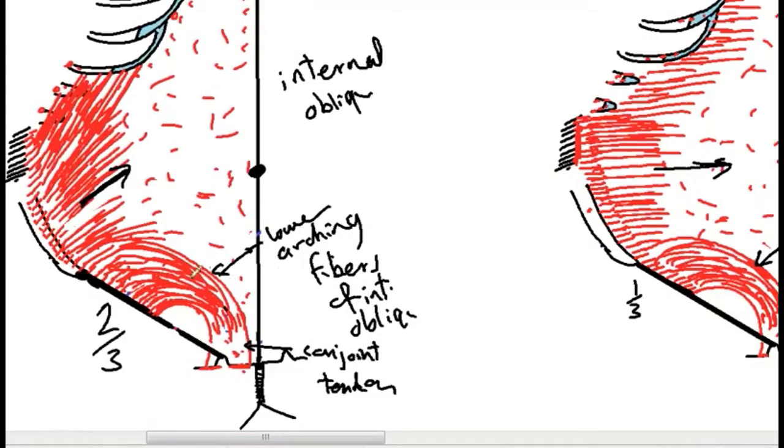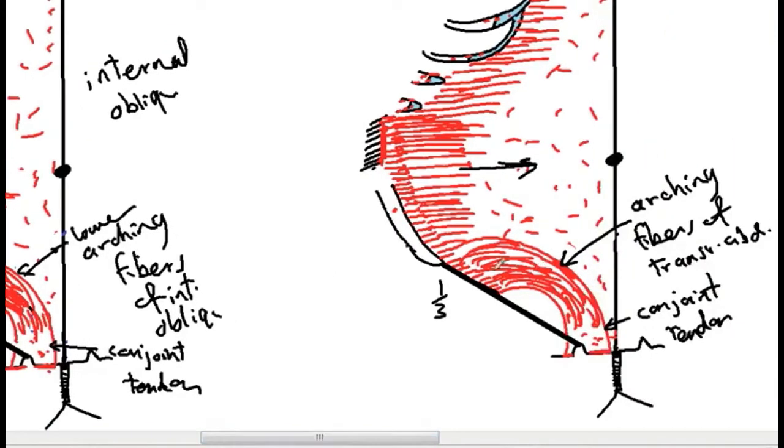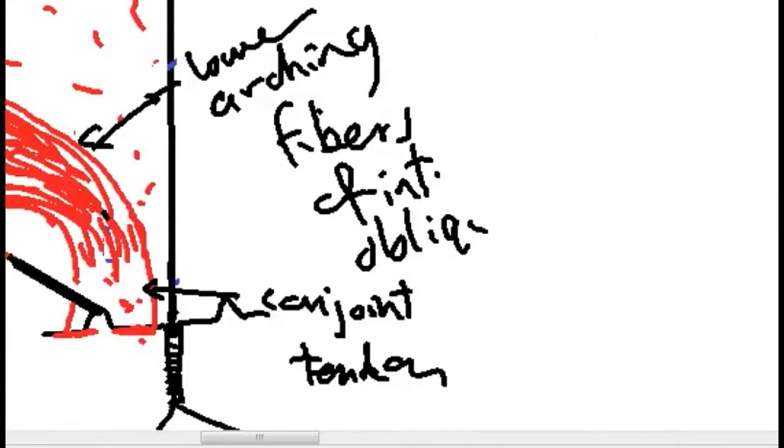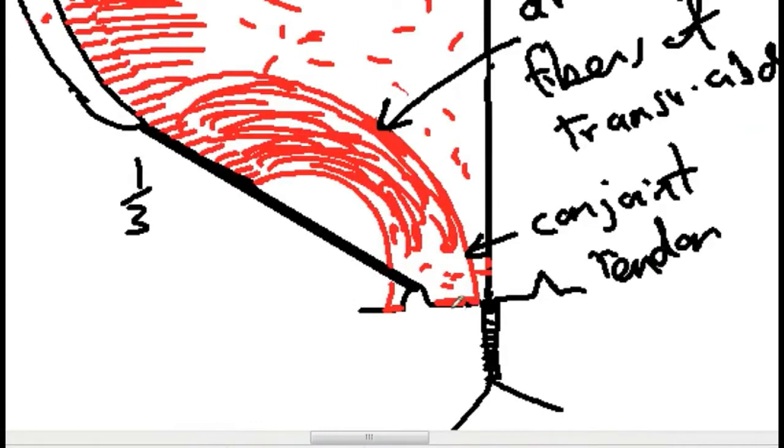These two arching fibers of internal oblique and of transversus unite to form the conjoint tendon, and if you see here, the conjoint tendon is attached to the pubic crest and pectineal line. Remember, this is the pubic tubercle, and the conjoint tendon here is attached to the pubic crest and to the pectineal line.